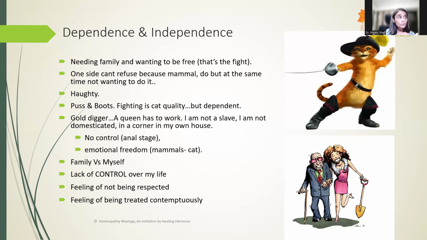So you can't put me in one corner like furniture in the house. Yeah, they're not going to tolerate that. So family versus myself, they also feel that I am not in control of my life, so they want to be over-controlling. So control is a very important theme, a very important word. They will be stubborn, very controlling, very fussy, they will know what they want and what they don't want. They will not tolerate anything like that.